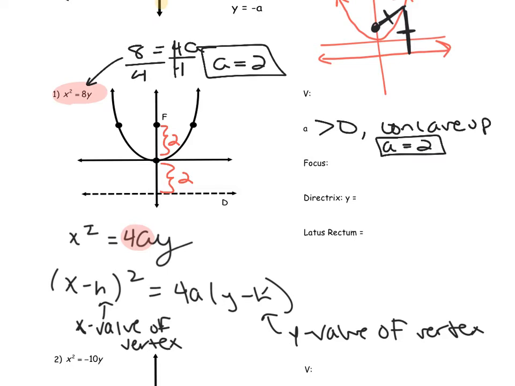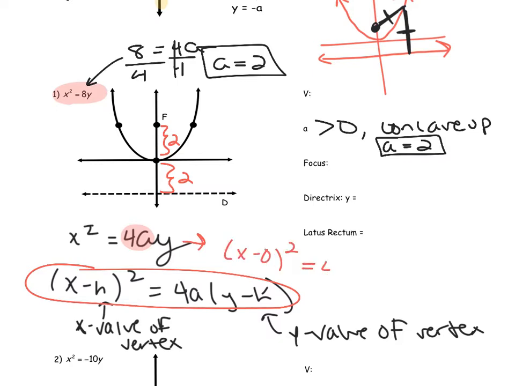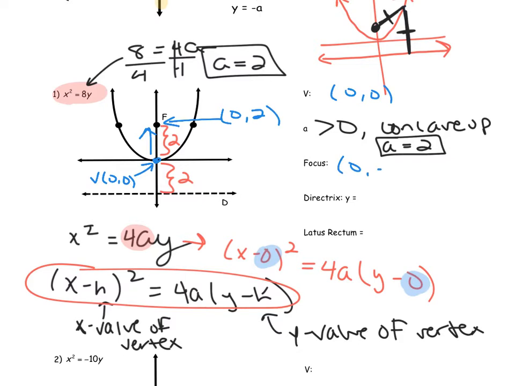Before I can verify anything about the vertex, I want to go back to this equation here. I could rewrite this equation as x minus 0 squared is equal to 4a times y minus 0, indicating that my vertex is at 0, 0. So I already know the vertex is at 0, 0. If this vertex is at 0, 0, we know the focus, because it goes up by 2, is at 0, 2. And then the directrix, because we're going down by 2, is at y equals negative 2.